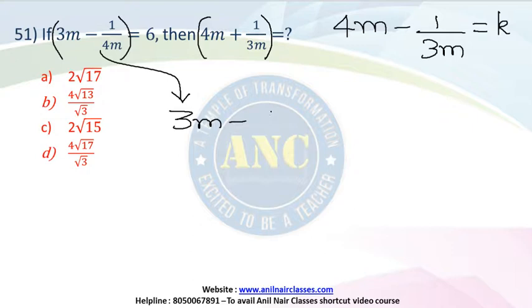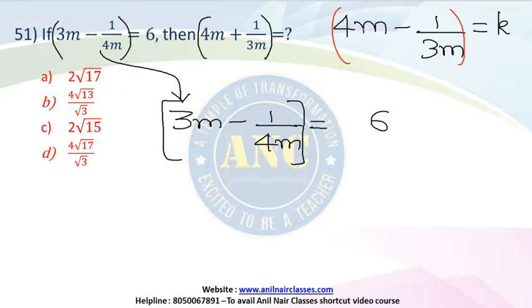But in the question they are not giving you the 4m minus 1 by 3m value, they are instead giving you the 3m minus 1 by 4m value. This value is given in the question as 6, but what we actually require is the 4m minus 1 by 3m value. So that means for m the coefficient should be 4. So multiply the entire left hand side by 4. If you are multiplying the left hand side by 4, multiply the right hand side also by 4. And the coefficient of m should only be 4, this 3 should not be there. If I want to cancel that 3, then divide by 3. If you divide the left hand side by 3, divide the right hand side also by 3.